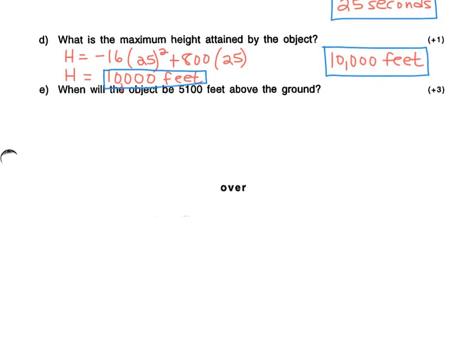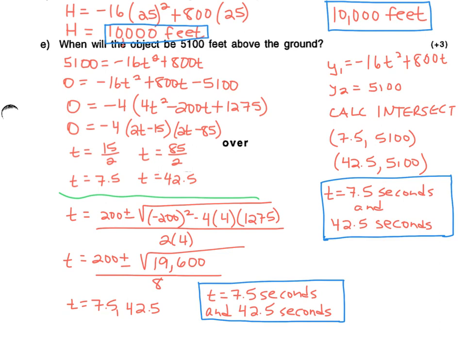So pause the video, plug a 5100 in value in for h, go through and solve that algebraically. Then think about what calculator features we used in the past to achieve an answer or a scenario like that, because we have talked about that. Go through, do all your work algebraically and with your calculator, then restart the video and check your answers. All right, so let's see how you did.